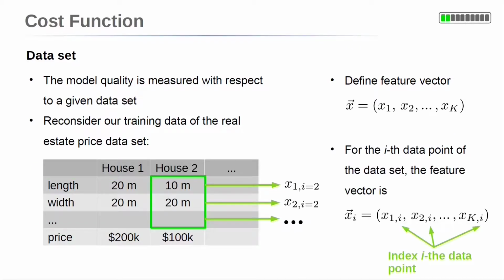Consider the feature values of the ith data point of our data table. This data sample has variables x1i, x2i and so on. So a second index i indicates the sample of our data. If we represent this in a vector, we put an additional index i to the vector to indicate the ith data sample.